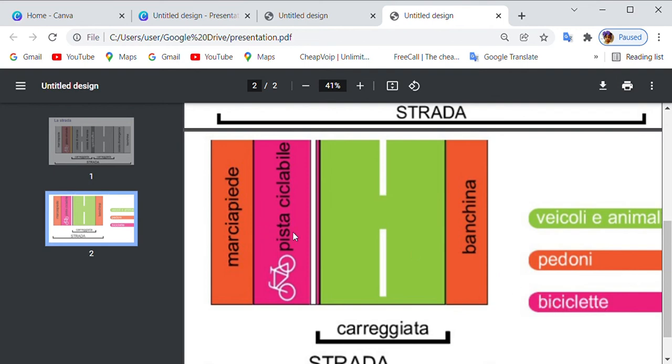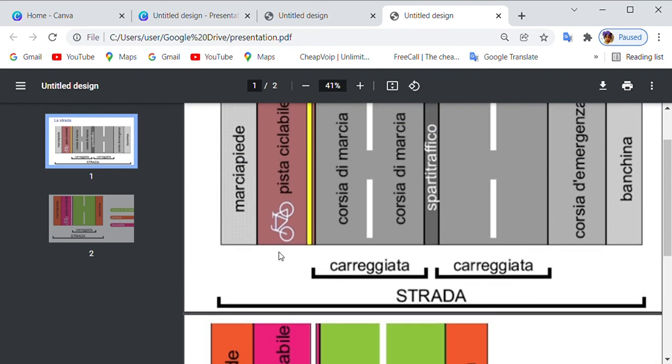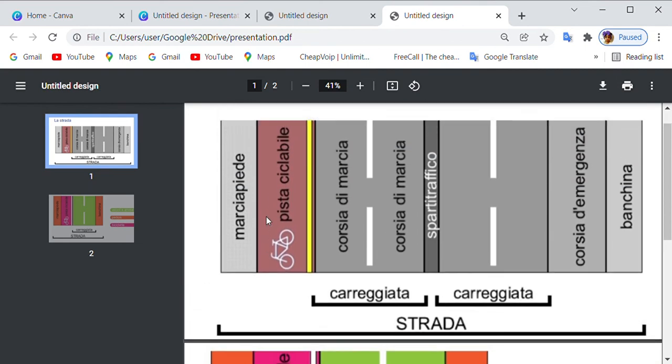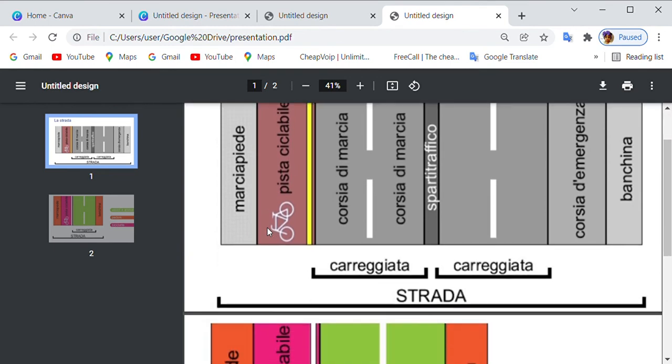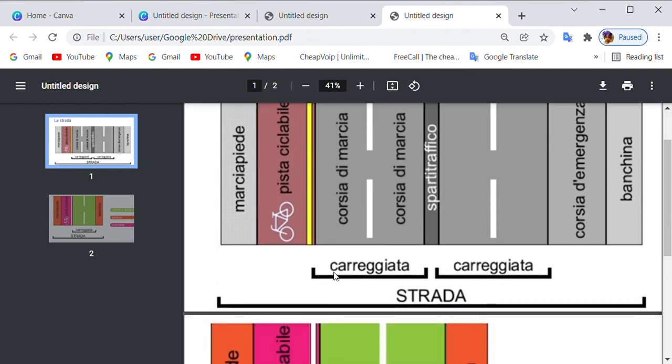You can see now, that is the definition of strada and the definition of carreggiata. So the carreggiata is inside strada, marciapiede is inside, pista ciclabile is inside. So when they ask you what is strada in Italian, they will ask you, is marciapiede part of strada? Yes. Is the pista ciclabile part of strada? Yes. Is corsia di marcia part of strada? Yes. So when we come back in the next topic, we will answer questions based on these two places so that you will understand it very, very well.